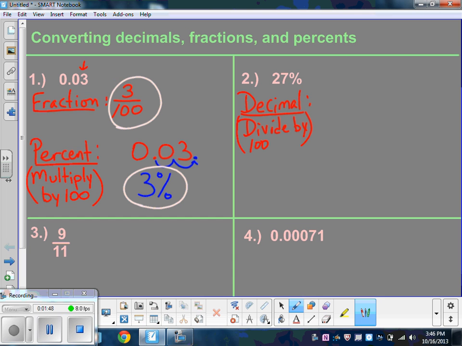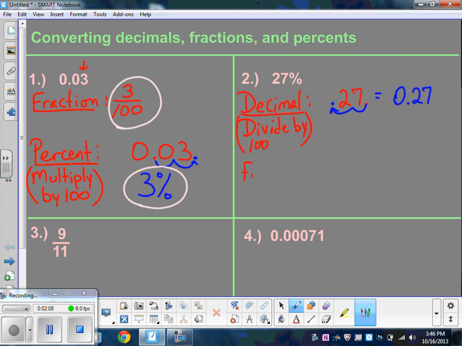When we divide by 100, we're dividing by a power of 10 once again, and it's 10 to the second power, which means we are moving our decimal 2 spots to the left this time. Once, twice, leaving us with 0.27.